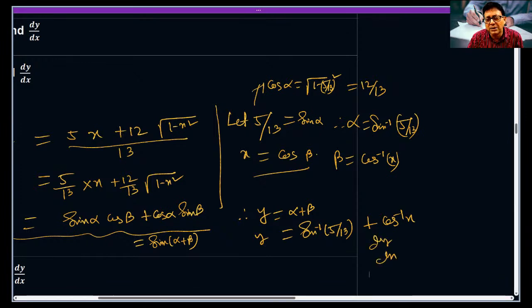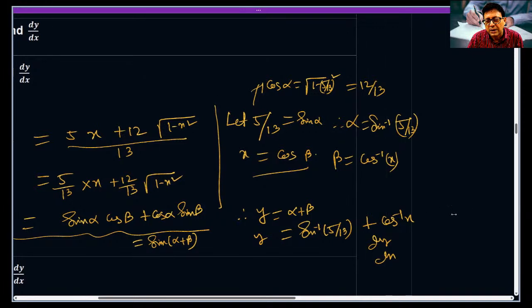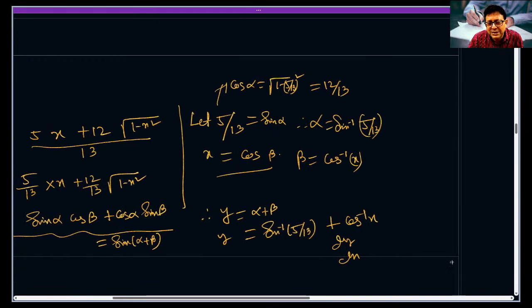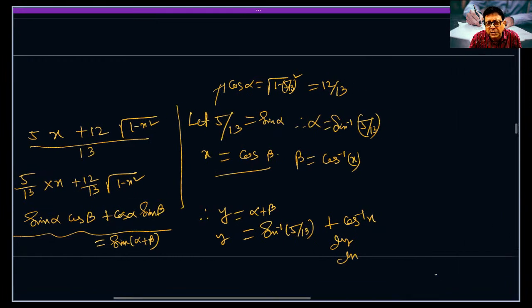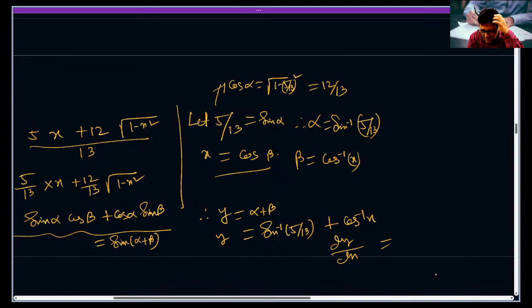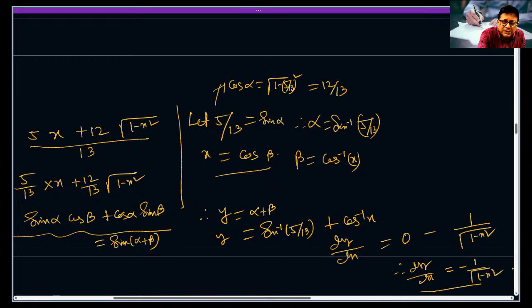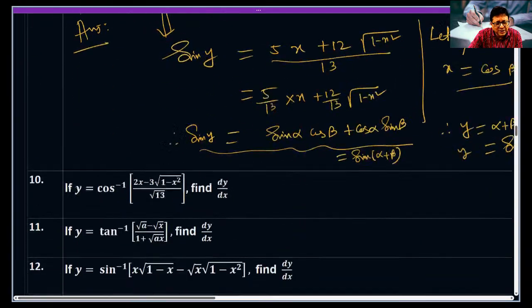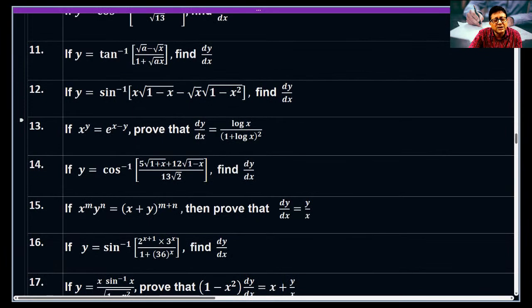So dy by dx will be what? You can see that the derivative of sin inverse of a constant will be 0, and this is minus 1 by root of 1 minus x square. So we got dy by dx. Clear? So this way you can do these sums, you practice all these things.